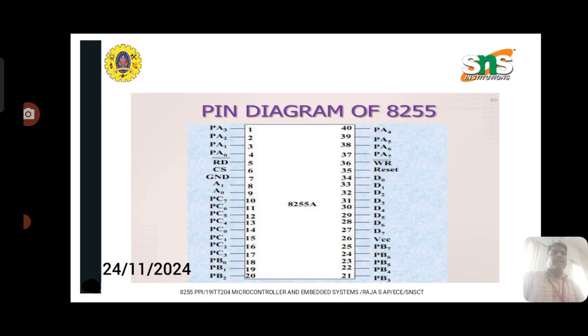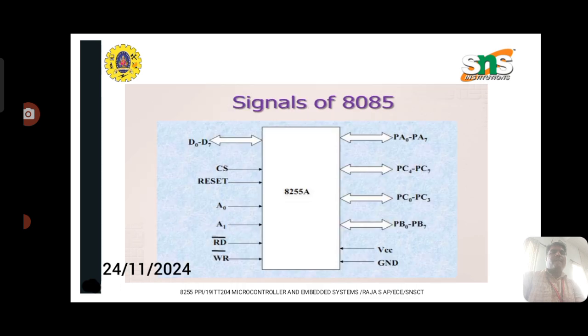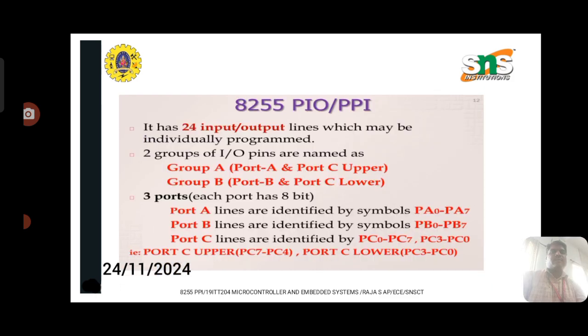So this is the pin diagram of 8255. It consists of pins 1 to 40. These are the signals available in the 8255 connected with the microprocessor: D0 to D7, CS chip select, RESET, A0, A1 are the address lines, RD bar, WR bar, PA0 to PA7, PC4 to PC7, PC0 to PC3, PB0 to PB7, then VCC, then ground.